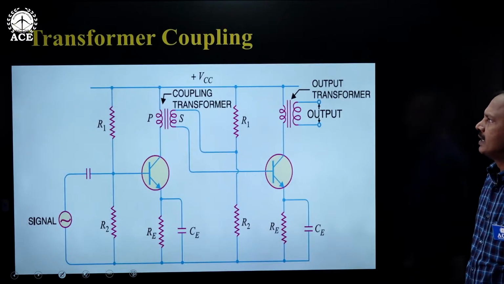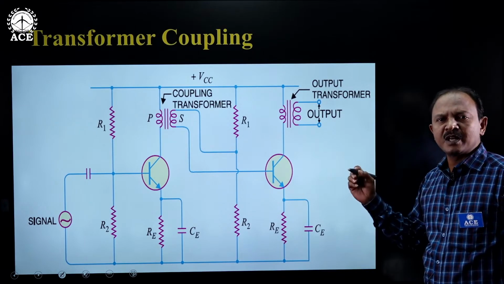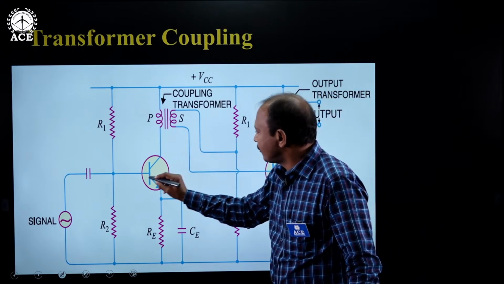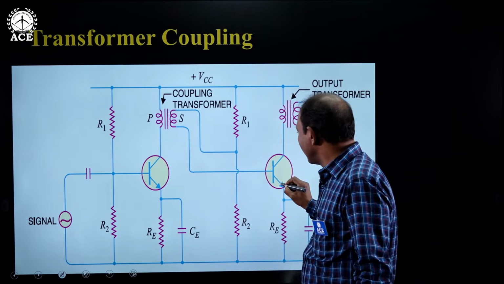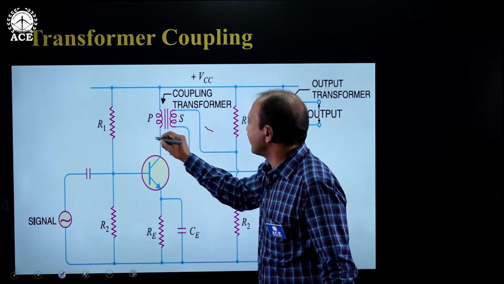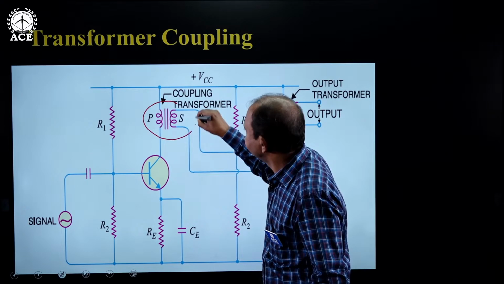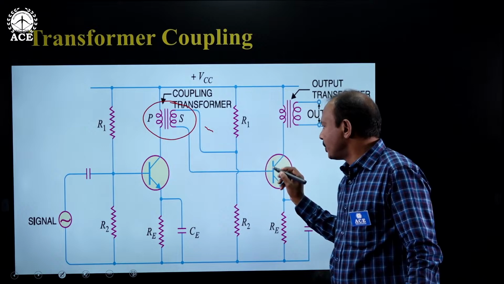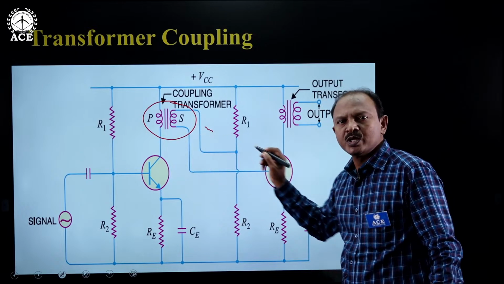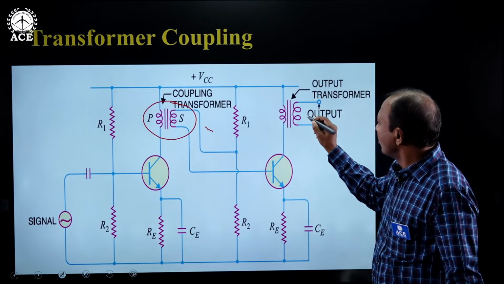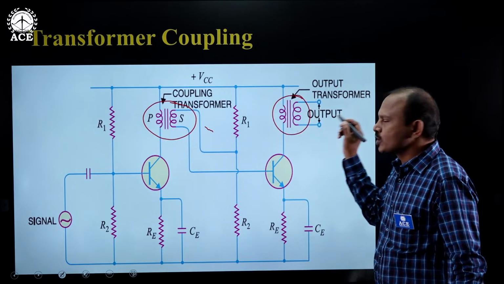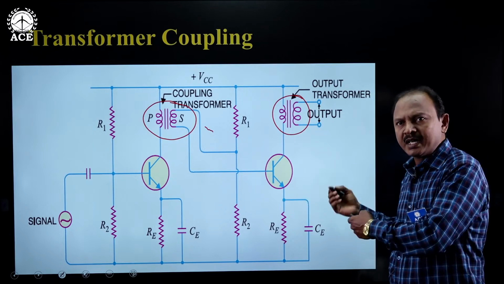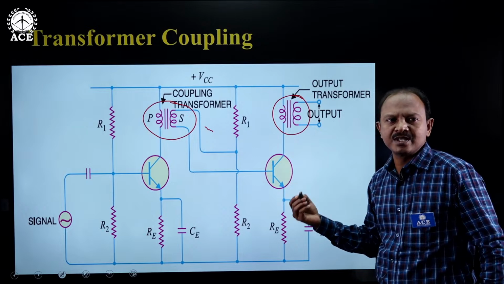Now, let us consider transformer coupling. If you carefully look at this diagram, the output of the first stage is coupled to the second stage via a transformer here. The output of the first stage is coupled via a transformer to the input of the second stage. The output of the second stage is coupled to the load or to the next stage via a transformer, and so on. That's why this technique is popularly called transformer coupling.